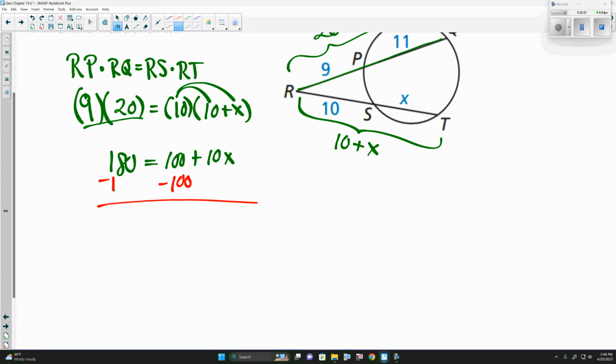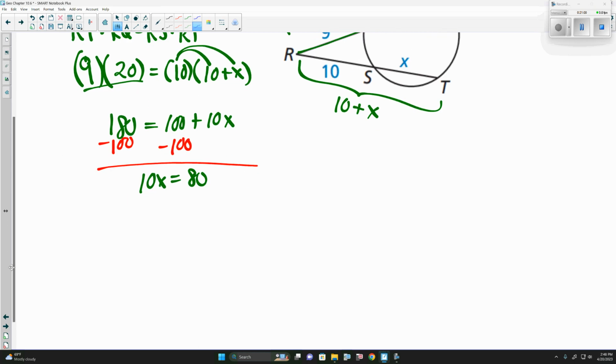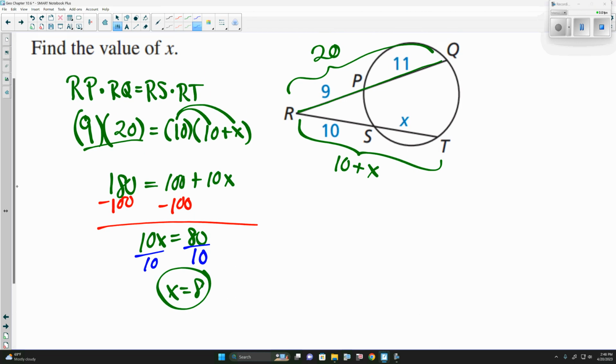We subtract 100 from both sides, telling us that 10x is equal to 80. Then the next thing we can do is divide both sides by 10, telling us x is equal to 8. So the value of x is 8. So both sides would indeed be 180. Or is that just how the way this one works out?